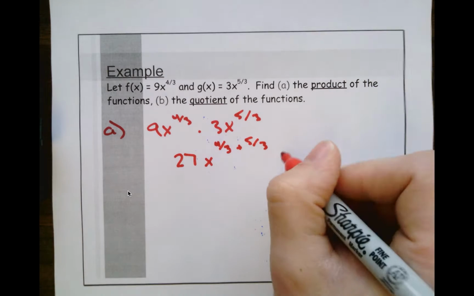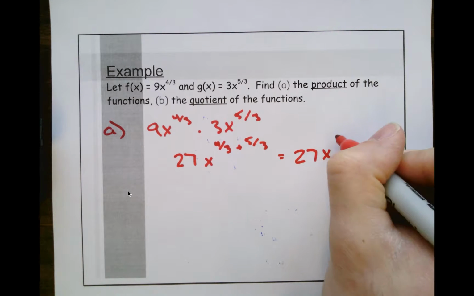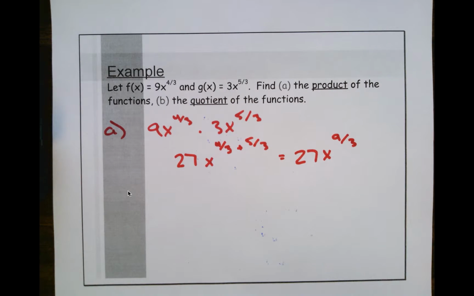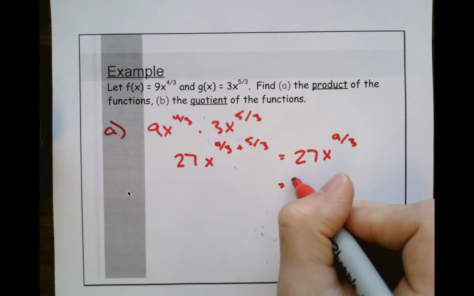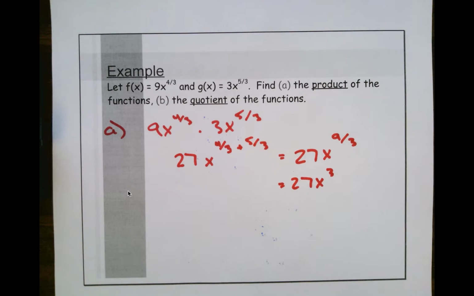27x to the 4/3 plus 5/3. 4/3 plus 5/3, I have a common denominator, I don't need to create one. It'd be 9/3, and I can simplify that. I could just say 27x to the 3rd. And that would be my final answer for this. There's nothing else I could simplify.